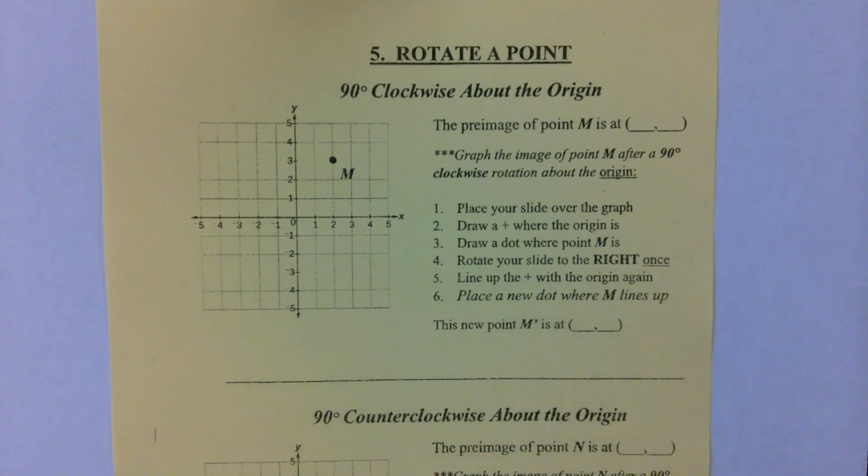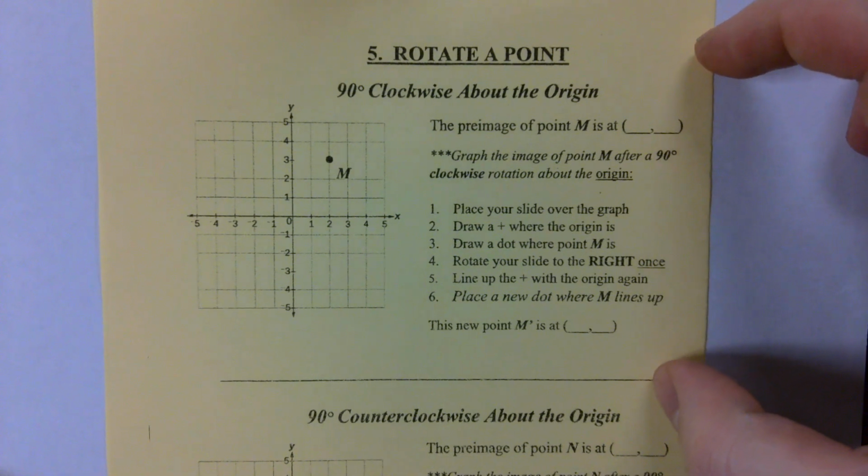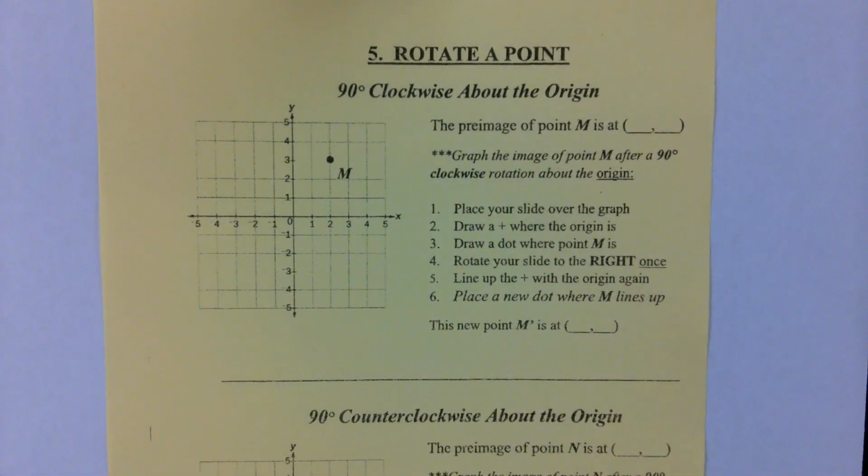So there's 3 different types of rotations that we're going to talk about. We're going to talk about a 90-degree clockwise rotation, a 90-degree counterclockwise rotation, and a 180-degree rotation. So 3 different types. We're going to talk about points first, and then, of course, triangles after that. So can someone help me out? What does clockwise mean? Theo, can you help me out?